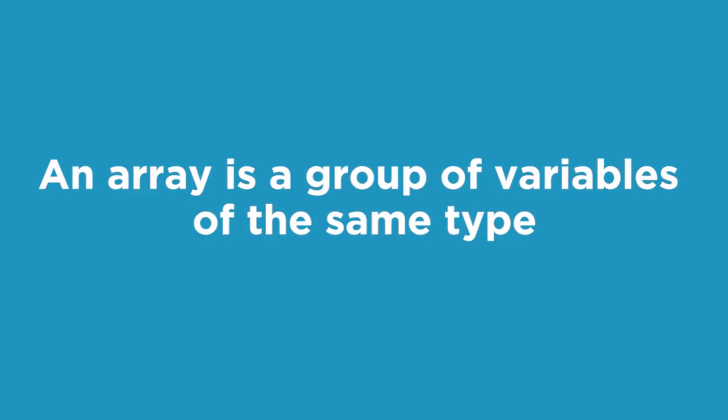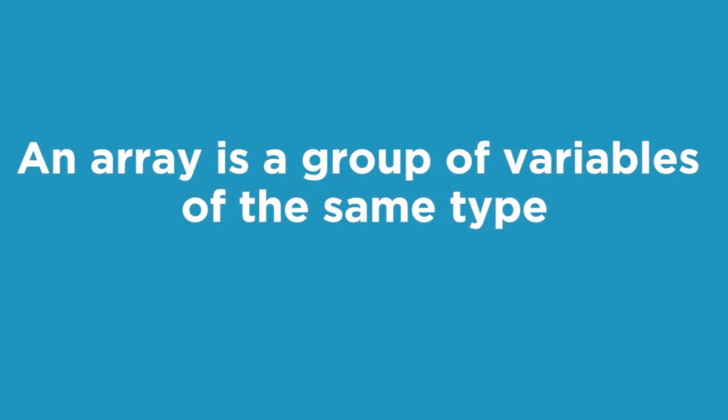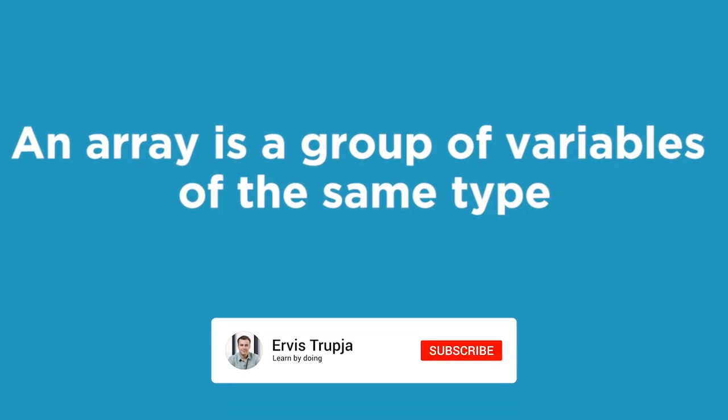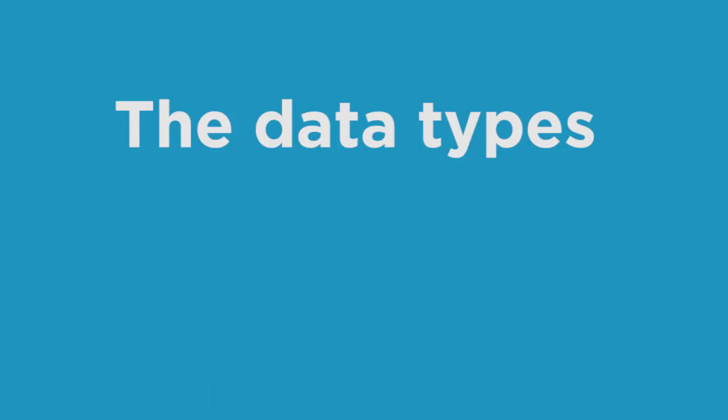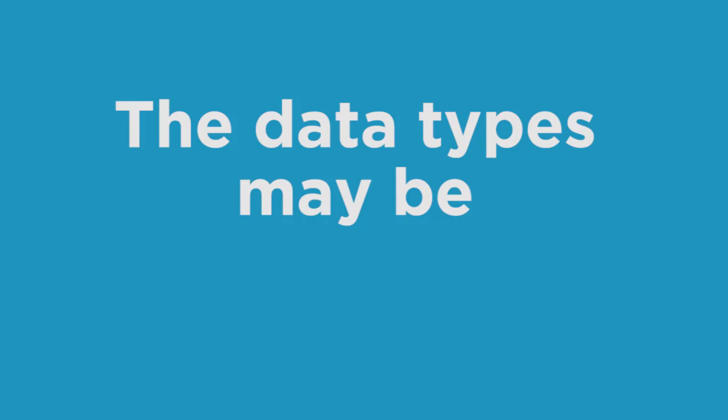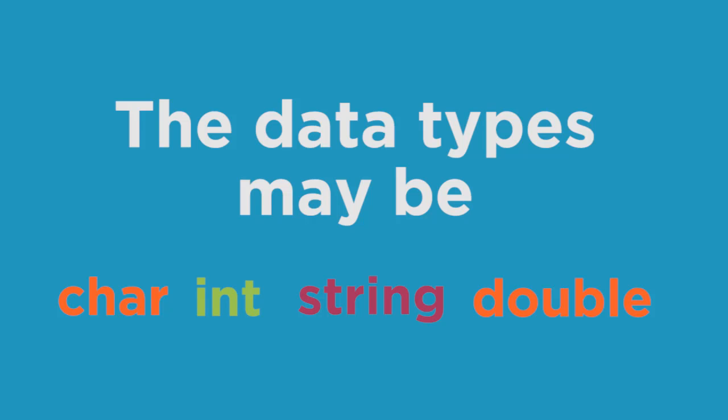An array is a group of variables of the same type. And each variable or data item in an array is called an element of that array. The data types of the elements may be any valid data type like char, an integer, a string, a double, etc. But how can we declare an array in C#?